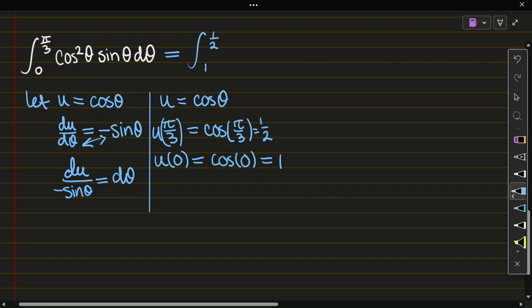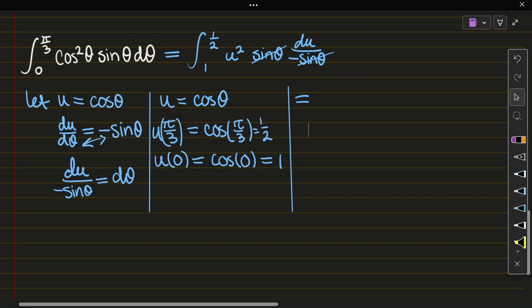So my U is cosine theta, so I get U squared. And then I have my sine theta. And then my d theta becomes du over minus sine theta. This sine theta and this sine theta will cancel. And so what I'm left with here is the integral from 1 to 1/2 of negative u squared du.